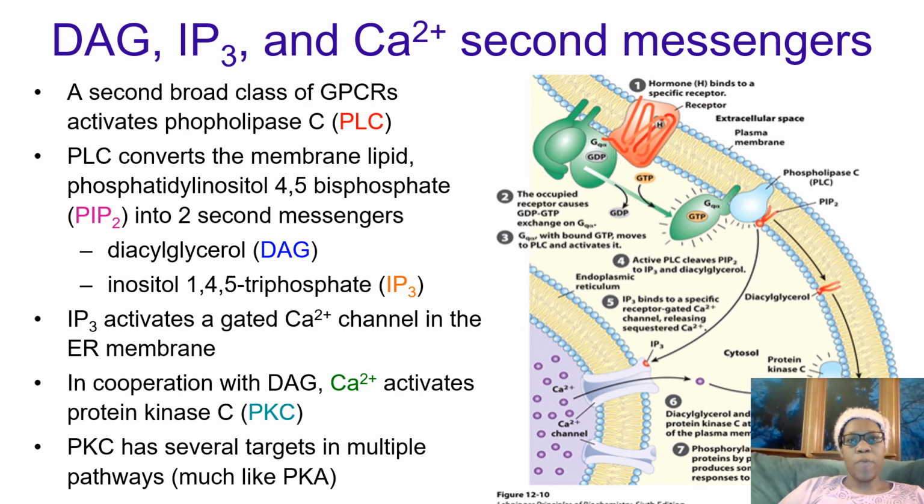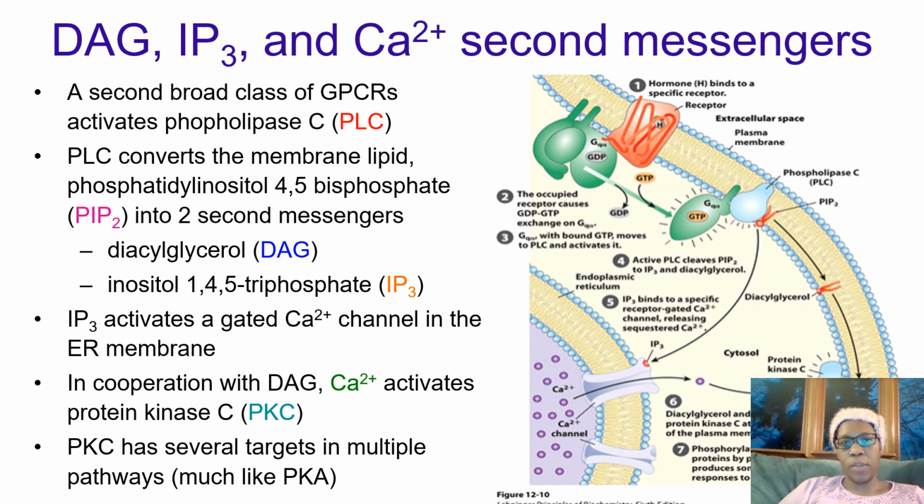The last topic for today is to look at a second broad class of G protein coupled receptors that activate phospholipase. So we saw before that the G protein coupled receptor, or the beta adrenergic receptor, eventually activated adenylyl cyclase. We'll see that this receptor activates phospholipase C, and it employs different second messengers than the cAMP we saw before. So we can go right into the mechanism.